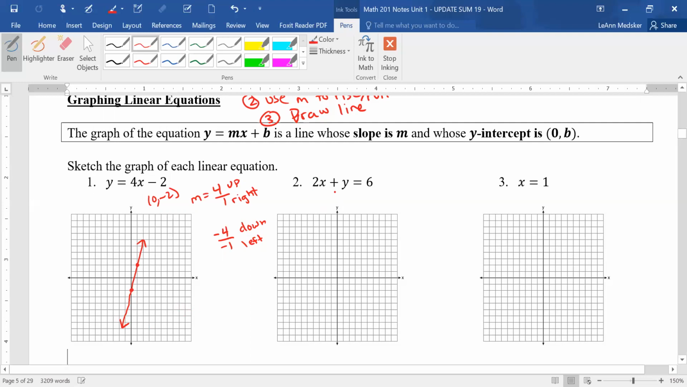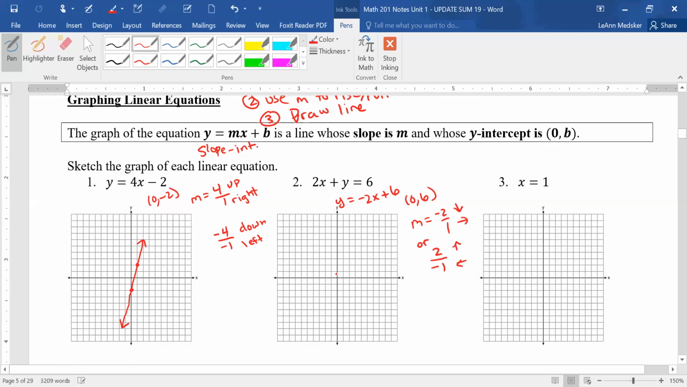Okay, for this next one, we're not quite in the right format yet. We need to be in slope-intercept form here. So if we want to solve that, we'd have to subtract over the 2x. So then my y-intercept is (0, 6), and my slope is -2 over 1. So this would be down and right. Another way to write -2 is to write it as 2 over -1, which would be up and then left. So you could do either or.